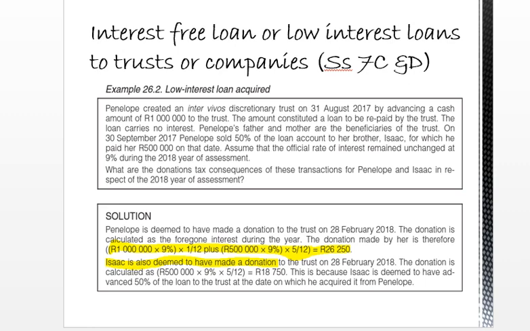And then Isaac, he's also deemed to have made a donation to the trust at the end of the year of assessment, and it's calculated as the 50% of the million, so 500,000 rand, multiplied by the foregone interest, which in this case is 9% because the official interest rate is 9%, and this was an interest-free loan to the trust. He only had an interest in this trust for 5 out of 12 months, from the 30th of September to the end of February 2018. So the donation is then 18,750 for Isaac.